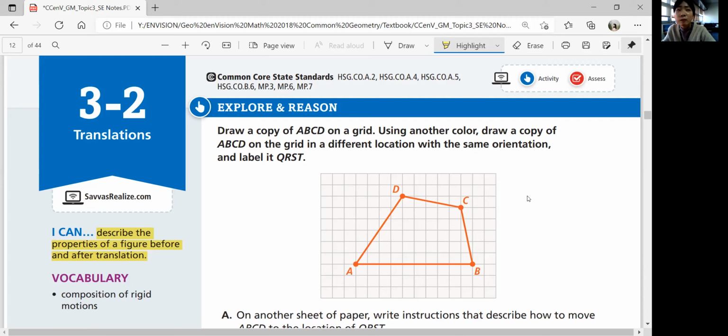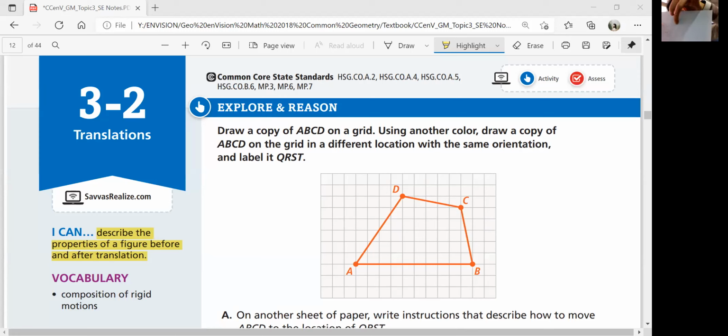Okay, let's look at explore and reason. Draw a copy of ABCD on a grid. Using another color, draw a copy of ABCD on the grid in a different location with the same orientation and label it QRST. On this paper, I have copied ABCD over here. I'm going to copy another ABCD over here.